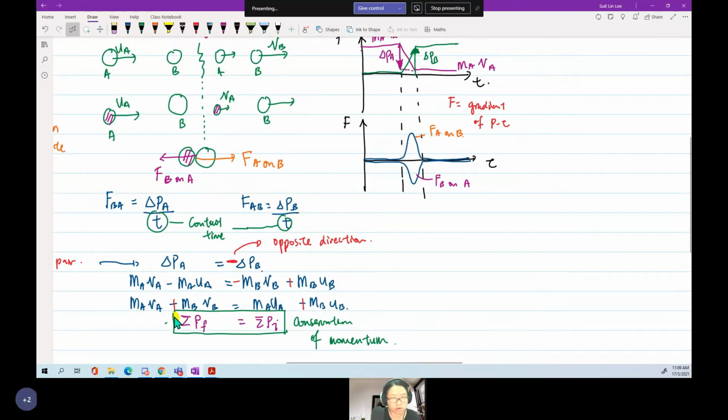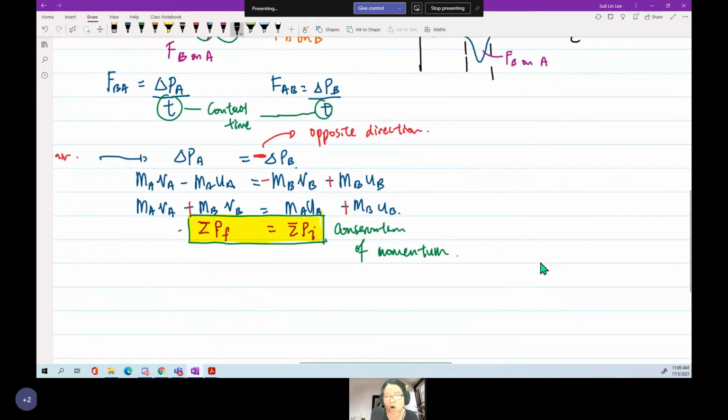And of course, conservation of momentum. Conservation of momentum can be applied because Newton's law is a general law, so it can be applied to all collisions, everything.